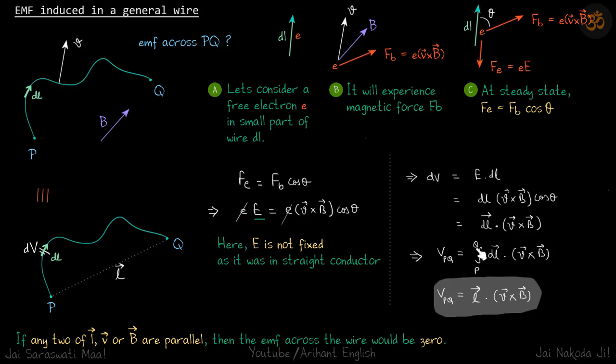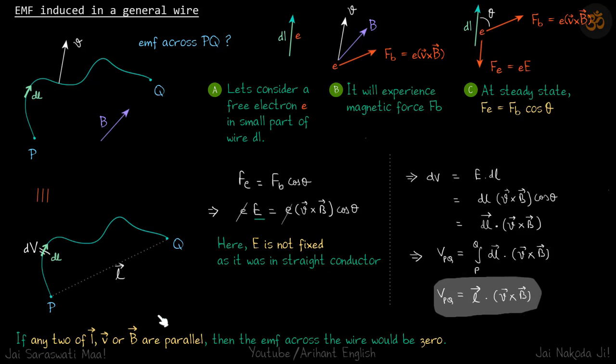So if I integrate this from P to Q, dl dot V cross B, now V cross B is a constant. So the integration will be on the dl, and if I add all these small dl vectors, it will eventually be the L vector. So I get my result, the EMF across PQ is L dot V cross B, which is our general result. Now if you remember in our straight conductor which was moving perpendicular to the magnetic field, you would get the result BVL from this equation. So this is the general equation. From here you can get it for any shape.